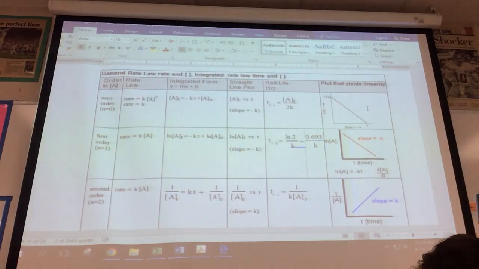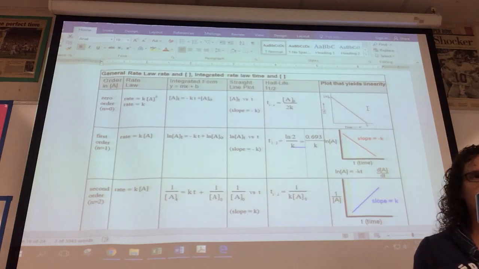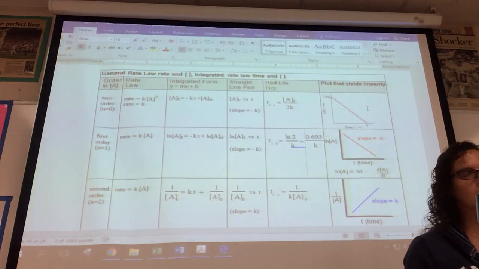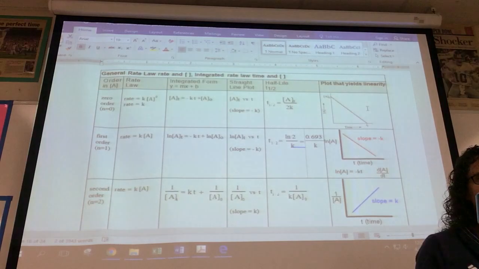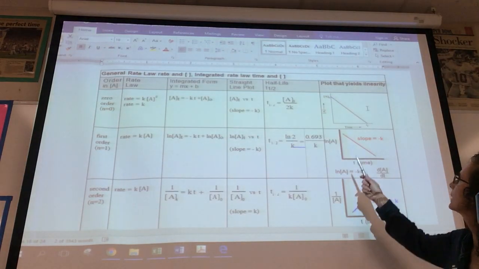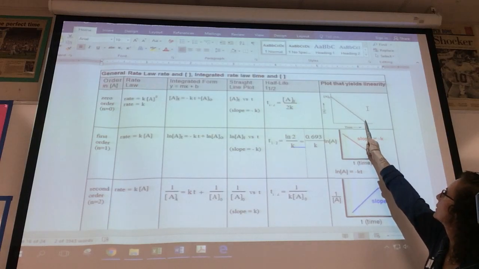Maybe not. That's when you've got zero order. That's not that common. If you have zero order, altering the concentration has no effect on the rate because the concentration is not in the rate law. The rate law is equal to k only. So you've got that right here.